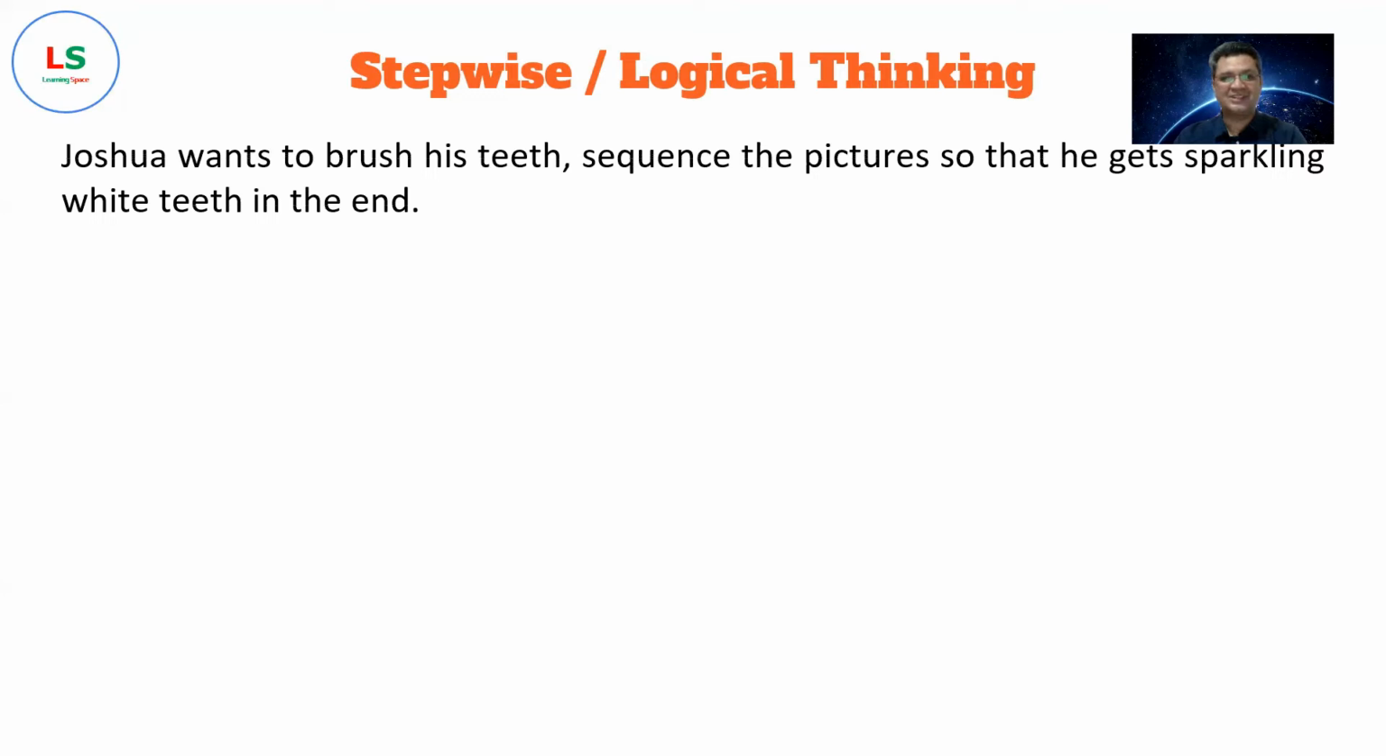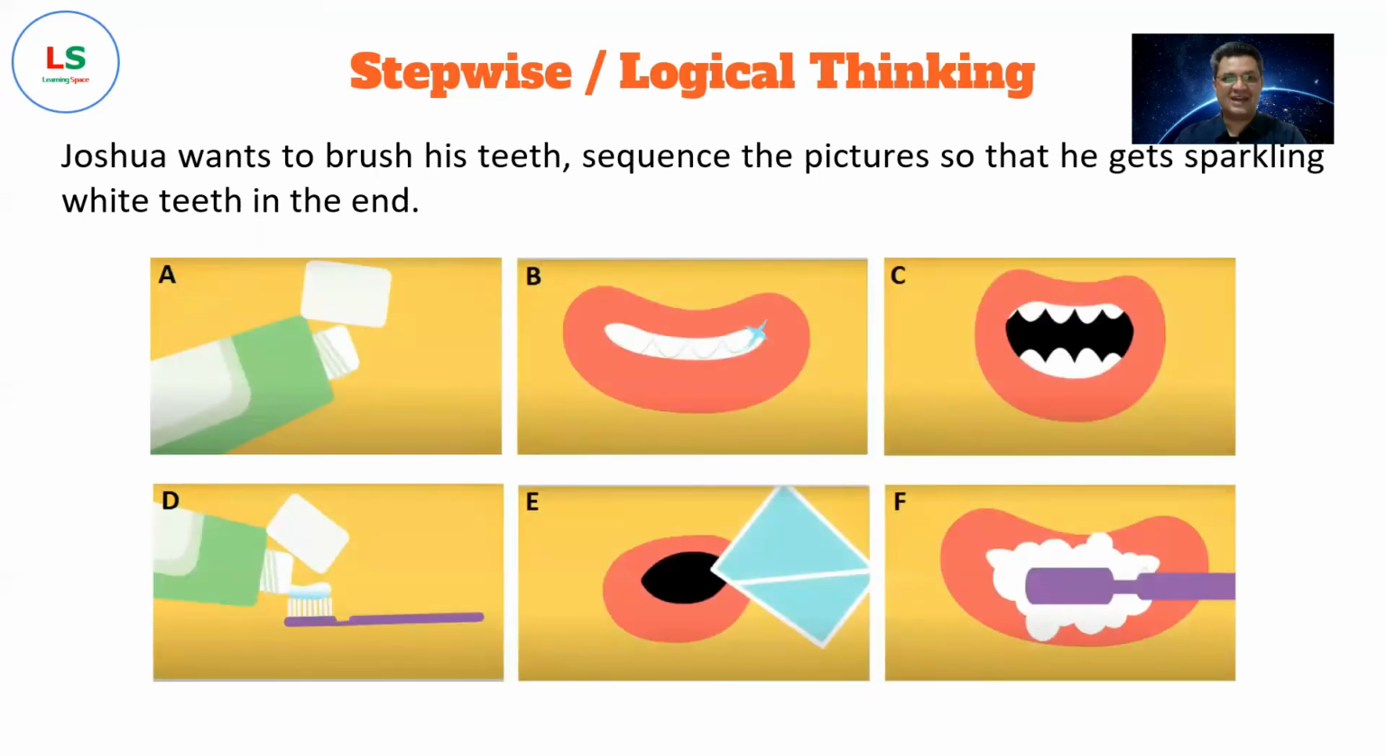Joshua wants to brush his teeth. Sequence the pictures so that he gets sparkling white teeth in the end. So here we have A, B, C, D, E, F. Now we need to sequence them in such a way that Joshua gets sparkling white teeth. Put on your thinking caps and keep thinking. So let's put these pictures into a sequence so that Joshua gets sparkling white teeth in the end.